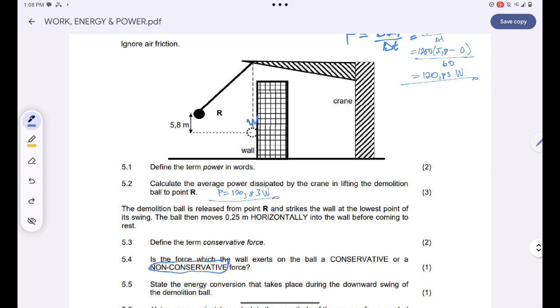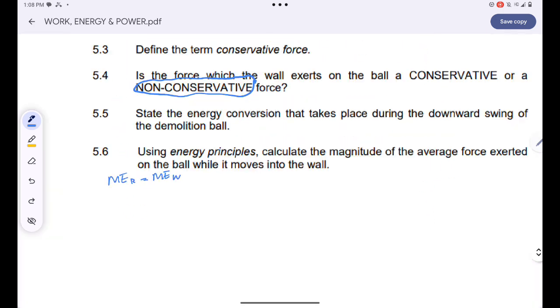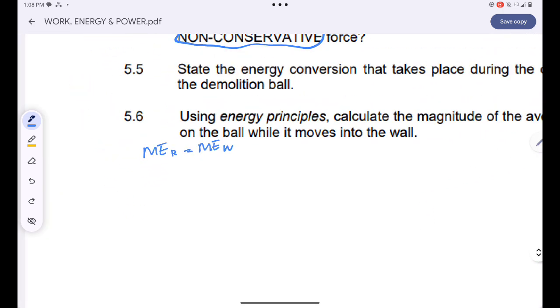So it's like a pendulum. Are we together? Mechanical energy has to be conserved because we have an isolated system. So mechanical energy at R is equal to mechanical energy at the wall, or W.